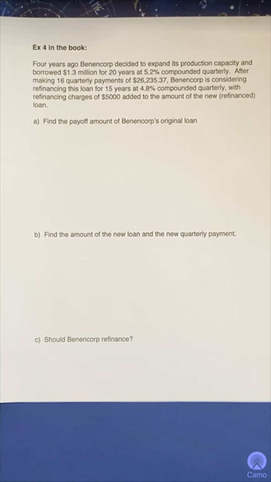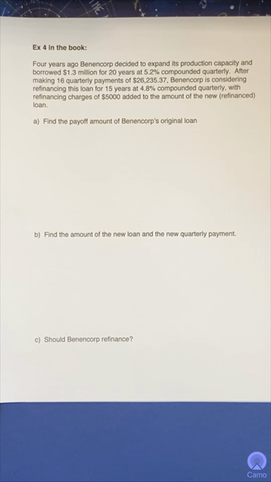4 years ago, Ben&Core decided to expand its production capacity and borrowed $1.3 million for 20 years at 5.2% compounded quarterly. Oh my gosh, that's a lot. After making 16 quarterly payments, and it tells you how much the payments are. That is awesome. So we don't have to calculate the payments. It's going to calculate the payments for us.